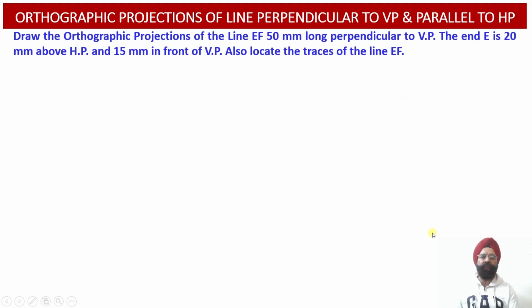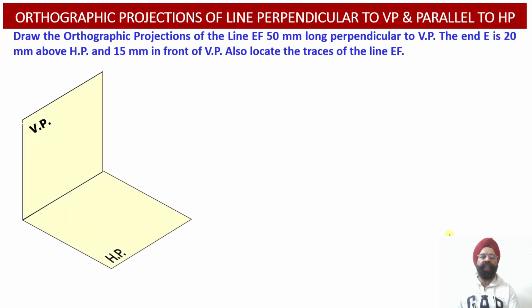Now let us first of all discuss the spatial location or the orientation of the line with respect to the horizontal plane, vertical plane and the profile plane. So here we have got the horizontal plane and the vertical plane. The intersection of the horizontal plane and the vertical plane will provide us with the XY reference line.